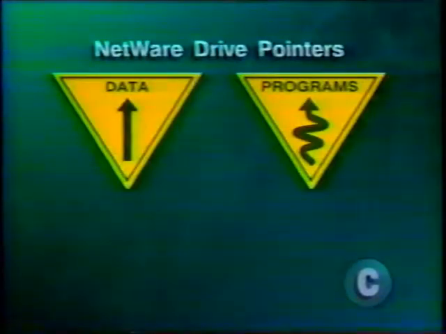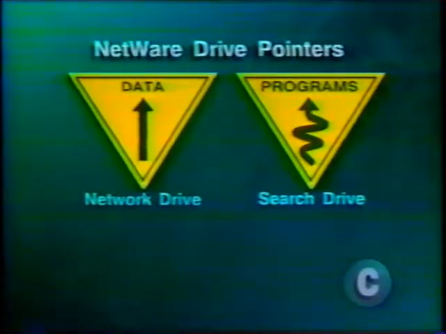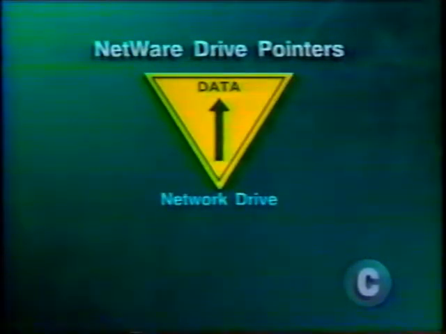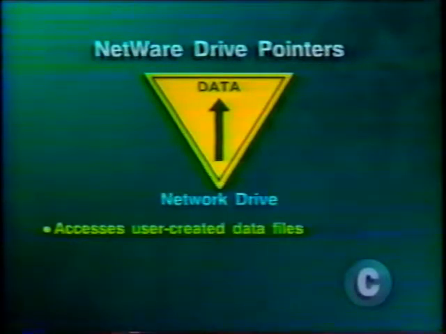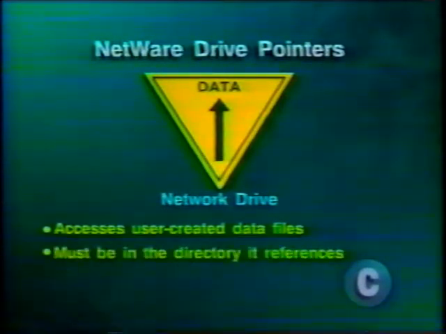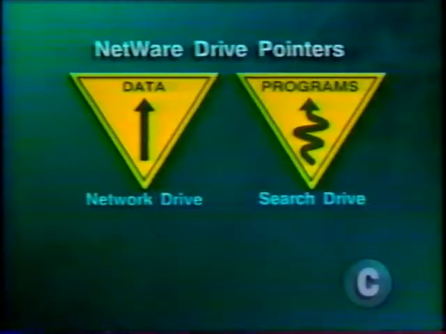Directories which store data files and directories which contain executable files like applications are usually kept separate on the NetWare directory structure. The two types of directories are also referenced by different kinds of NetWare drive pointers. That way you have simultaneous access to files in both directories. The two kinds of drive pointers are network drive pointers and search drive pointers. A network drive pointer, sometimes called a regular pointer, is used to access user-created data files. To use it, you must be in the directory it references.